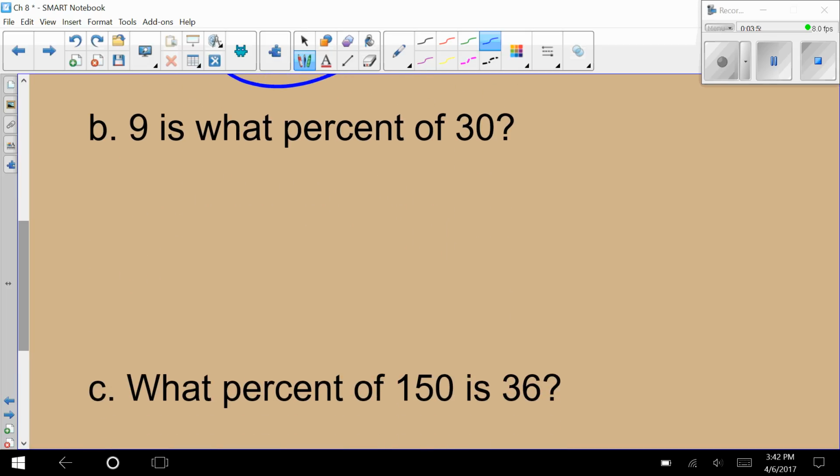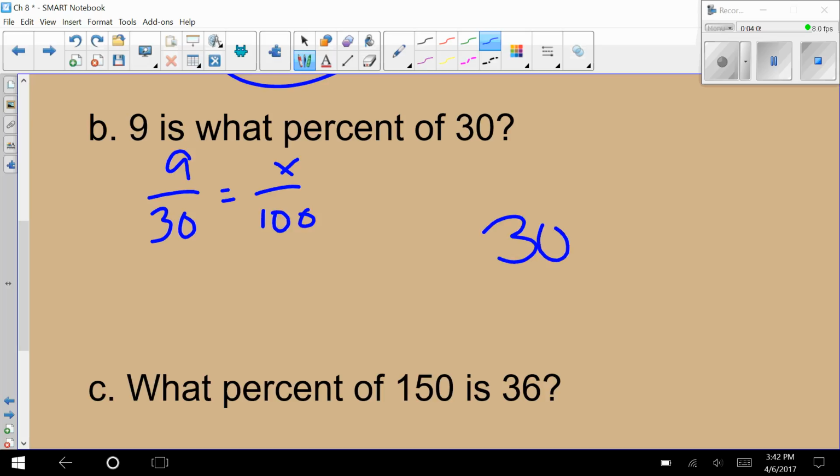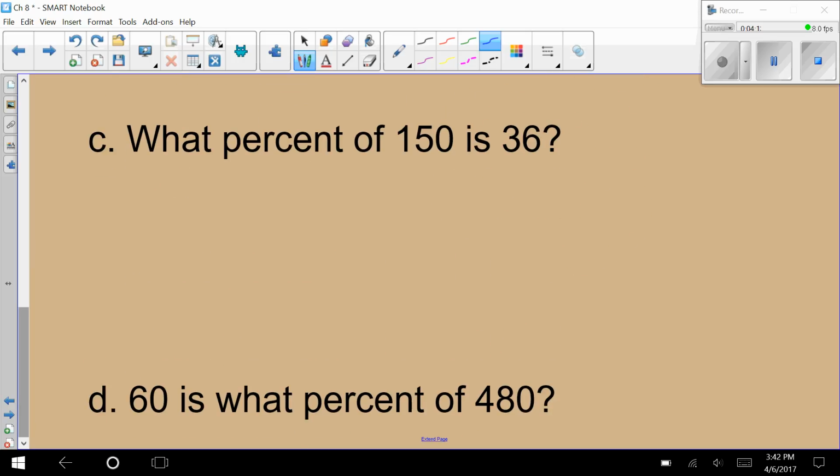For 9 is what percent of 30? It's the same type of problem. 9 over 30 equals x over 100. Cross multiply and divide, and we get 30%. Try these two on your own.